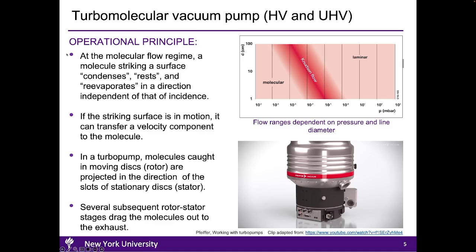We next review the operating principle of the turbomolecular vacuum pumps. These pumps are used for achieving high vacuum to ultra-high vacuum levels. The operating principle of these pumps is also based on gas transfer. At the molecular flow regime, a molecule striking a surface condenses, rests, and re-evaporates in a direction independent of the incident. The vacuum range at which this phenomenon occurs is below 1 millibar. With this background, let's review the operation of a turbopump with the help of this short movie.